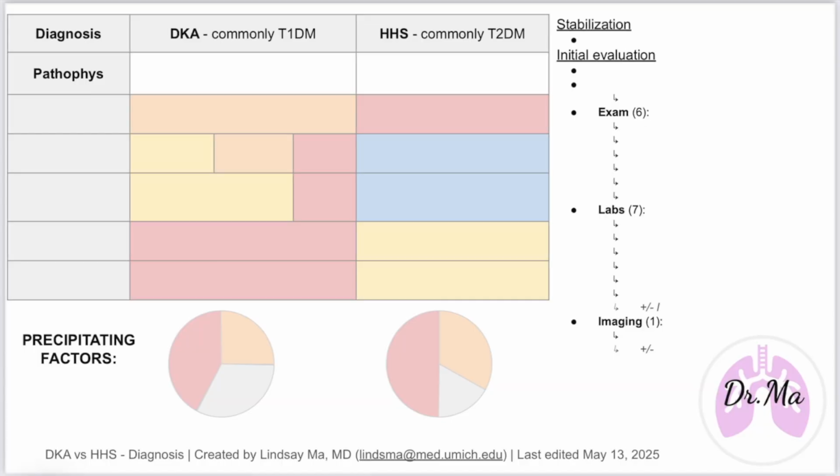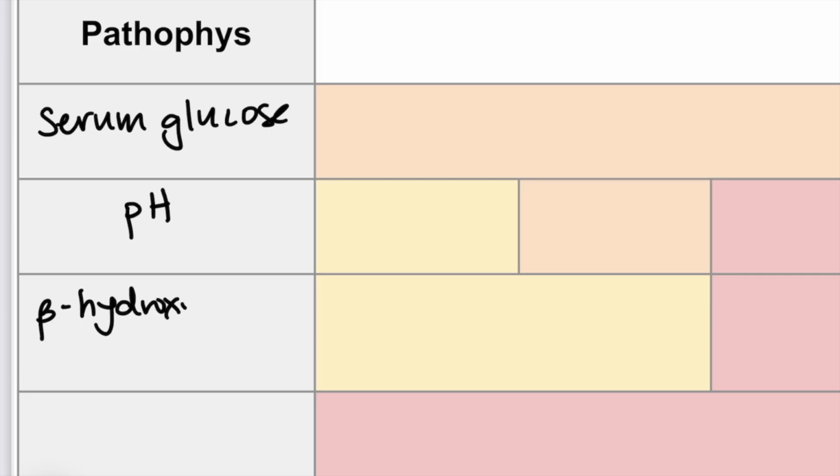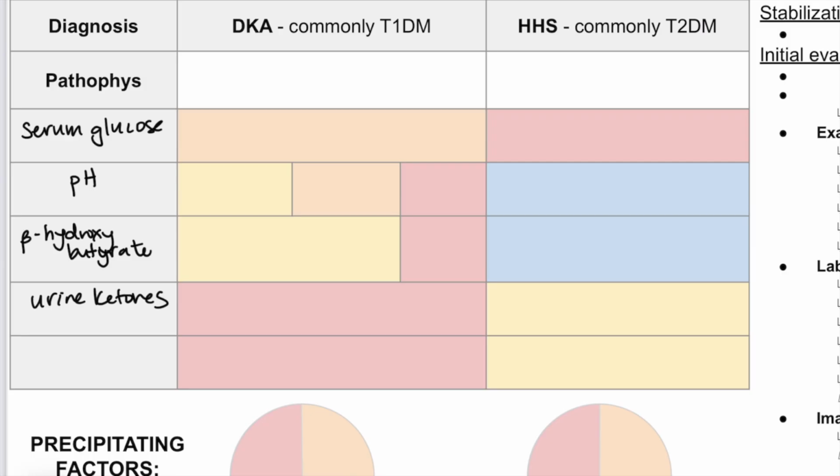Let's say that you have a patient with polyuria, polydipsia, and weight loss. From this alone, you won't be able to tell the difference between if this patient has DKA or HHS. So what else would you want to know about them? Perhaps you would want to know their serum glucose, pH of their blood, their beta hydroxybutyrate level, urine ketones. So these are some important items that can help us distinguish between DKA and HHS.